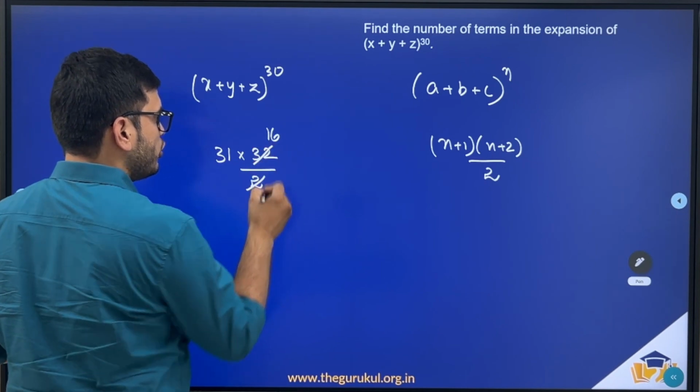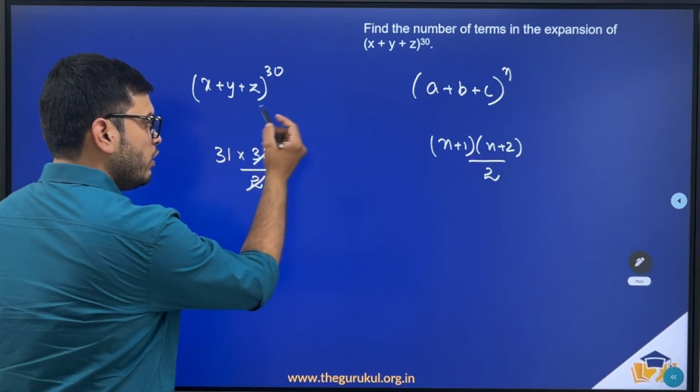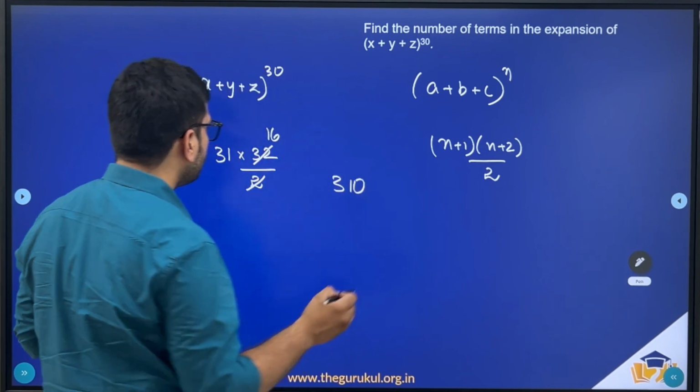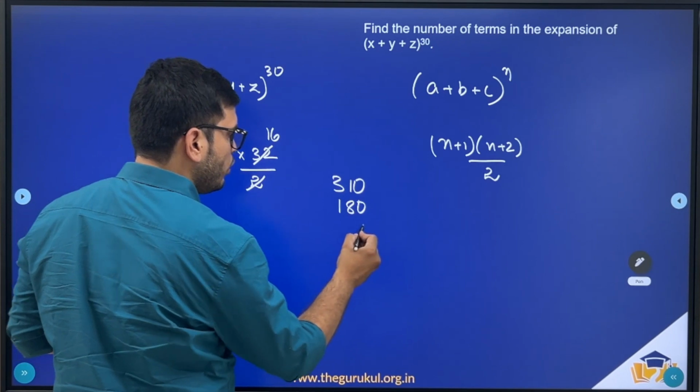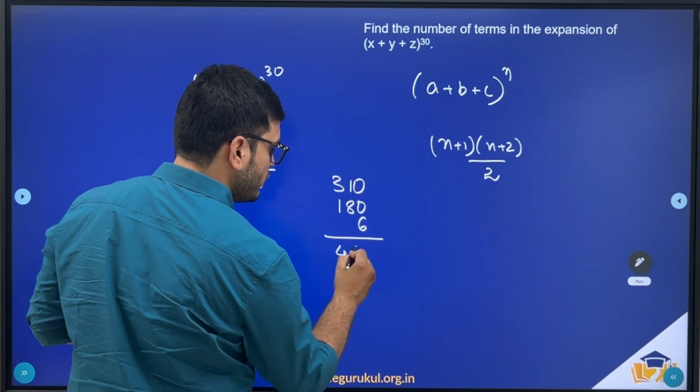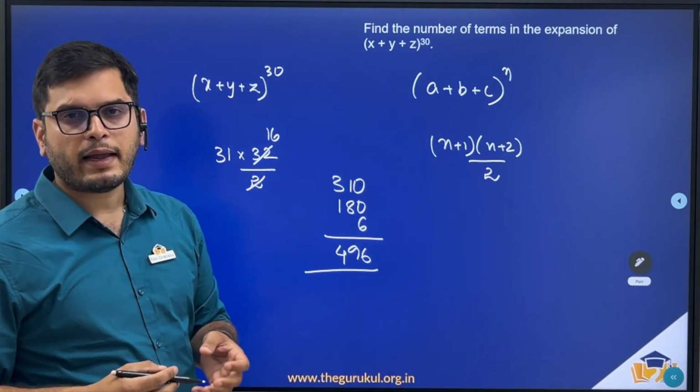Now this is 16. So 31 into 16: 31 into 10, 310, 6 into 30, 180, 6 into 1, 6. So the answer for this question should be 496.